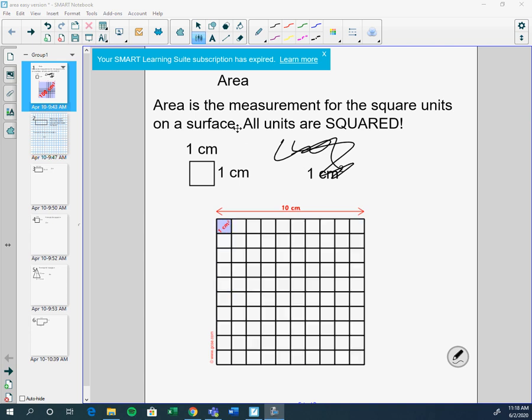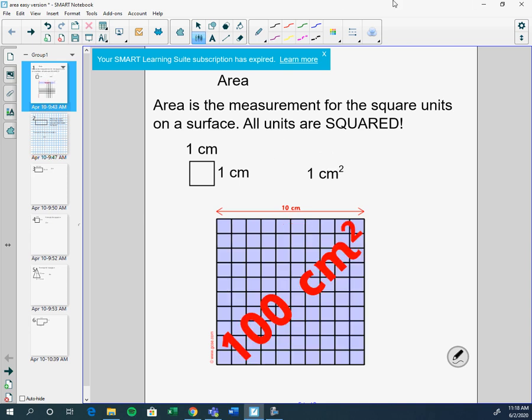This is the geometry unit, and I think this is lesson 4, and today we're going to be talking about area. Oh, I see I got some scribbles on my screen here from when I was doing a trial run. Okay, so today we're going to talk about area.